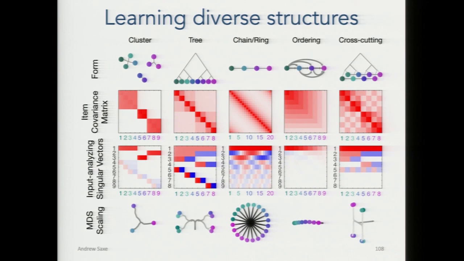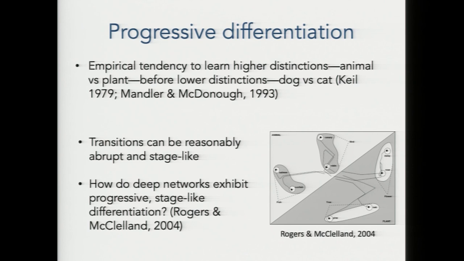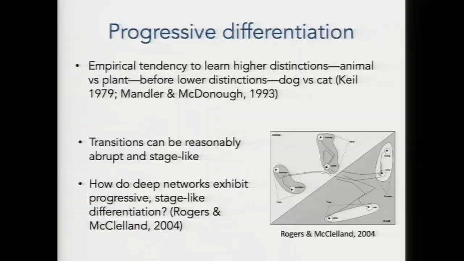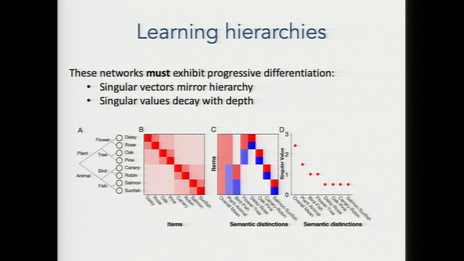Okay, so what can we do with this? Well, I mentioned this phenomenon of progressive differentiation, where you would tend to learn broader distinctions before lower distinctions. And we'd like to see if some version of this arises in these deep networks. And in fact, it's fairly straightforward to show that they do. So remember that I've told you that in these networks, the singular vectors mirror the hierarchy structure for this hierarchical data set. That's just a consequence of this correlation structure being ultrametric.